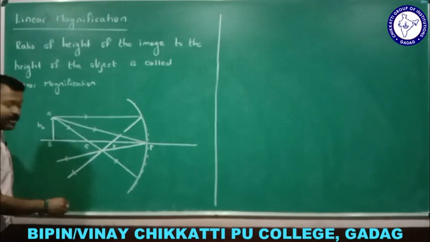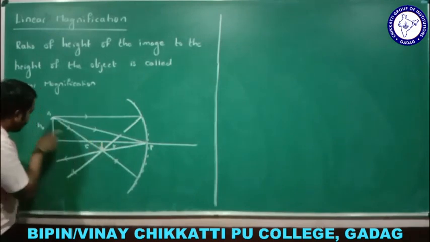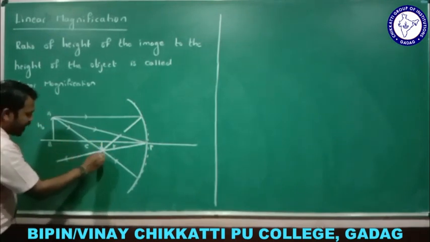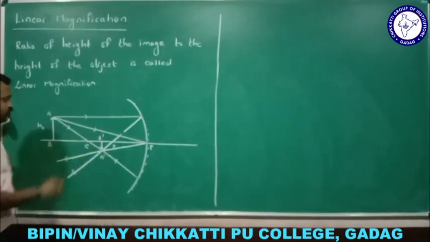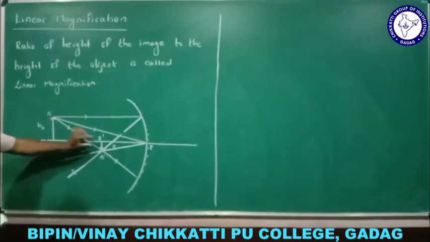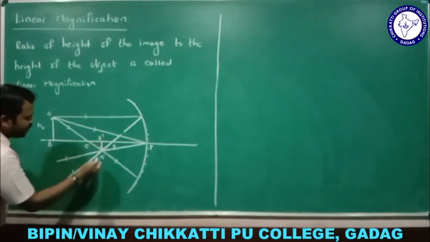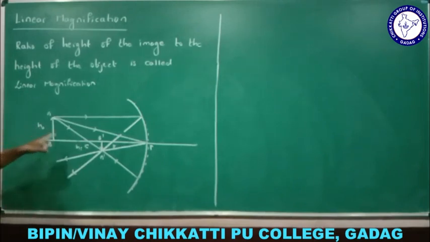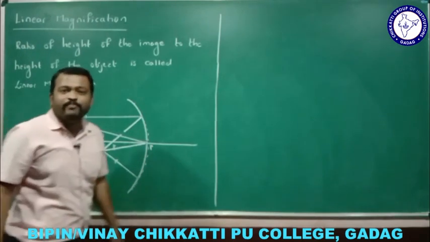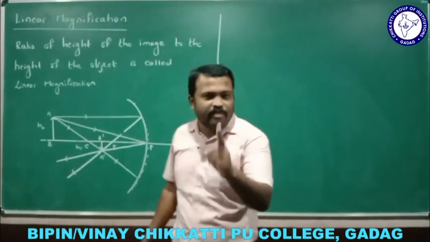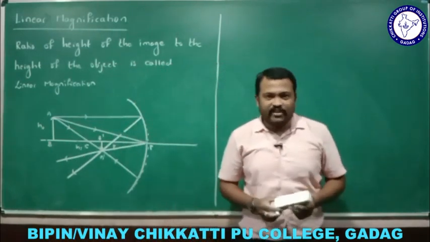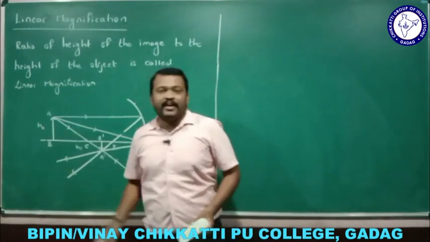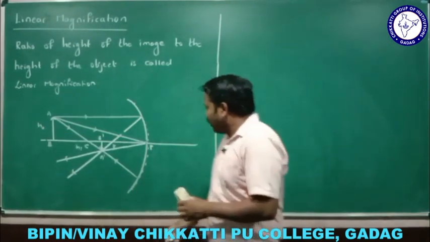Where is the image? This is the image, A dash and B dash. This is the object, and this is the image. Let me call the height of the image HI. Let HO be the height of the object and HI be the height of the image. Then what is linear magnification? HI divided by HO, the ratio of the height of the image to the height of the object. Now let us find how to calculate this.